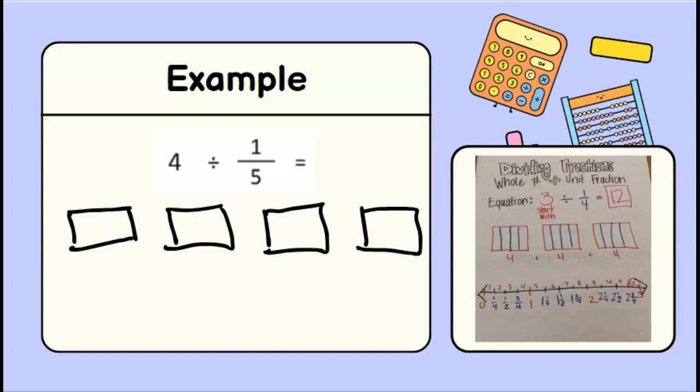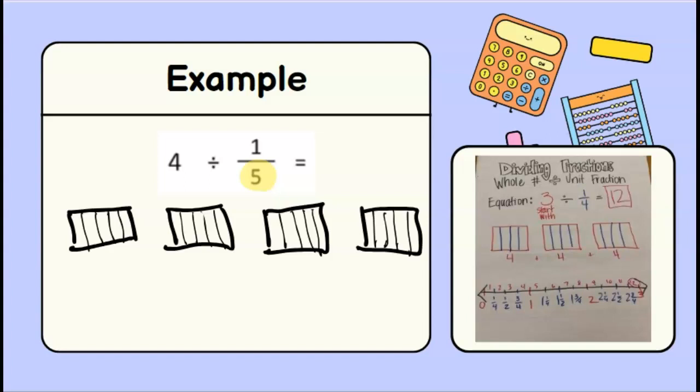Next, I'm going to look at the denominator of my fraction. Whatever that denominator is, that's how many pieces I'm going to split each whole into. So we have a denominator of 5 in our unit fraction. So that means that each whole I'm going to split into 5 pieces. 1, 2, 3, 4. 4 lines create 5 pieces. So I'm going to do this to each whole that I have. Now you can see that each one is split into 5 pieces.